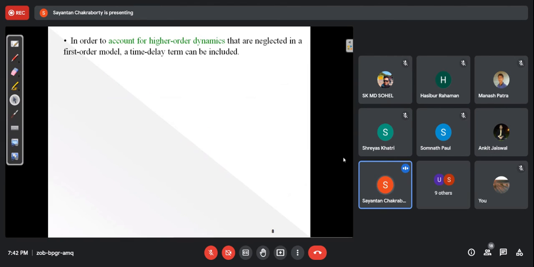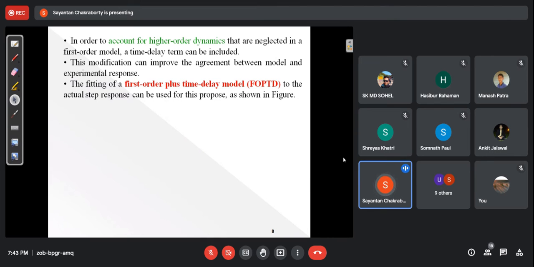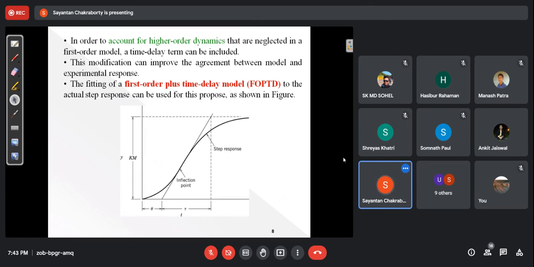So what can we do in order to account for this higher order dynamics? First of all, no system is first order and linear. So instead of a simple first order model, a time delay term is introduced. It has been seen that this modification of introducing a time delay term can improve the agreement between the model and the experimental response to a great extent. This is called the fitting of a first order plus time delay model. Instead of simply k by tau s plus 1, we'll introduce a time delay.